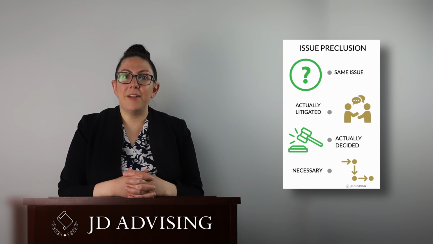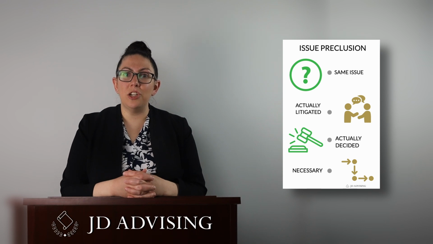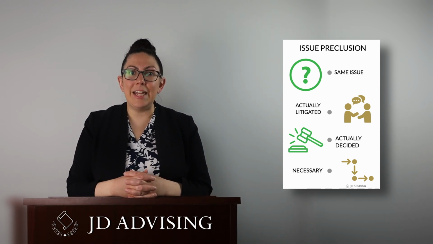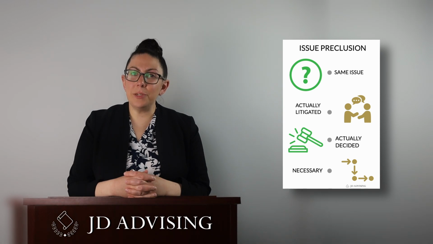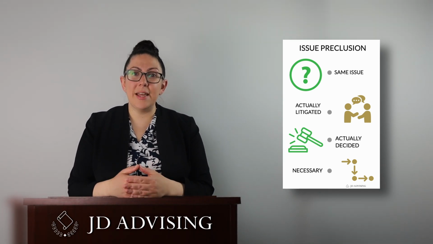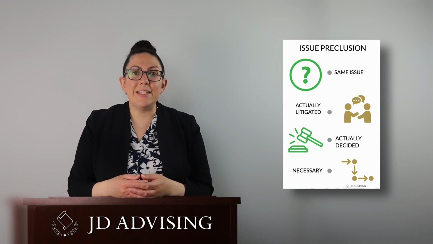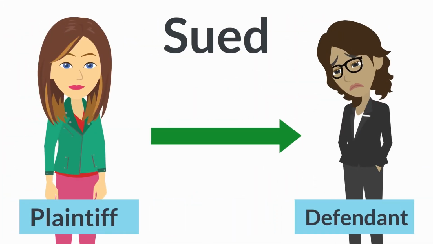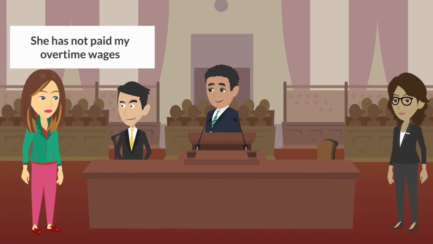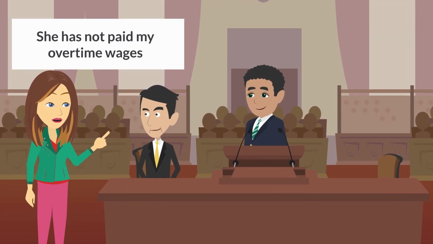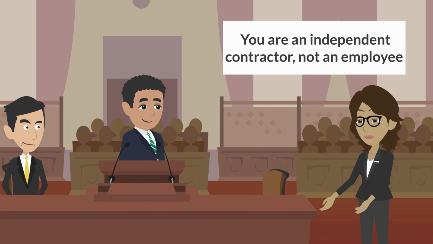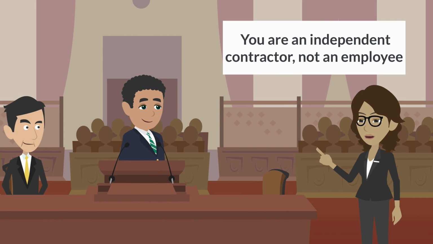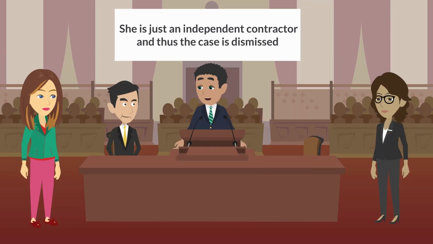Issue preclusion prevents issues that were actually litigated, actually decided, and essential to the judgment in a previous action from being litigated again. Issue preclusion tends to be the more confusing concept, so I'll give you an example. Let's say that a plaintiff sues her employer, claiming that she has not been paid the overtime wages she is entitled to. Her employer argues that she's just an independent contractor, not an employee, and so the plaintiff is not entitled to overtime wages. The court agrees with the employer that the woman is just an independent contractor, and therefore the case is dismissed.